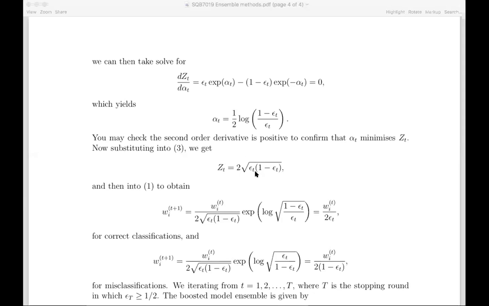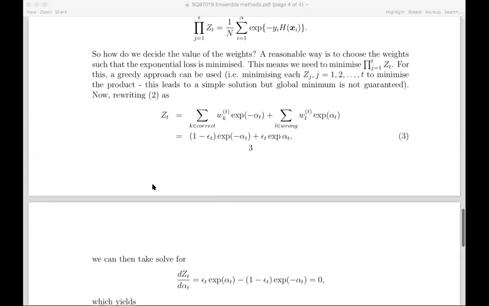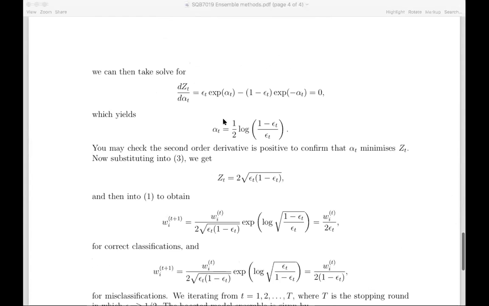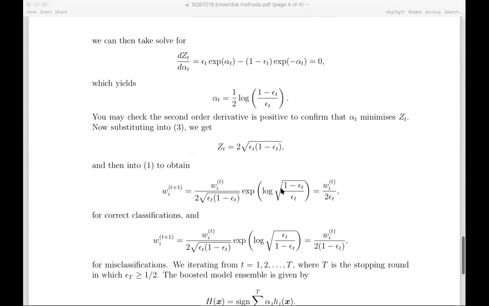And then after you have this result, you substitute into equation 1, which is here. Put it to here, and you simplify. You will get to here. All right, just put it here. So your alpha t and zt substitute into equation 1. You will end up with this form.